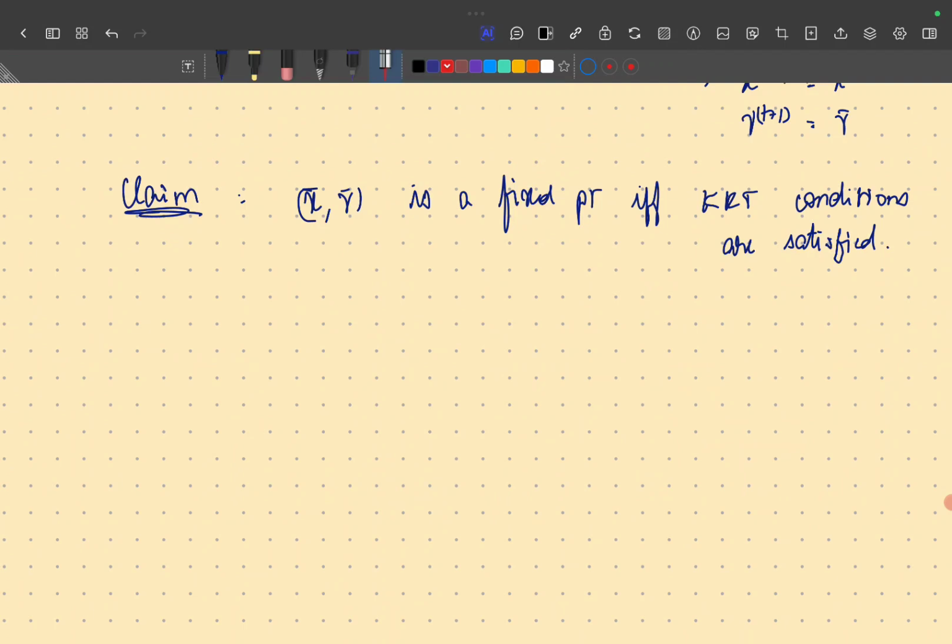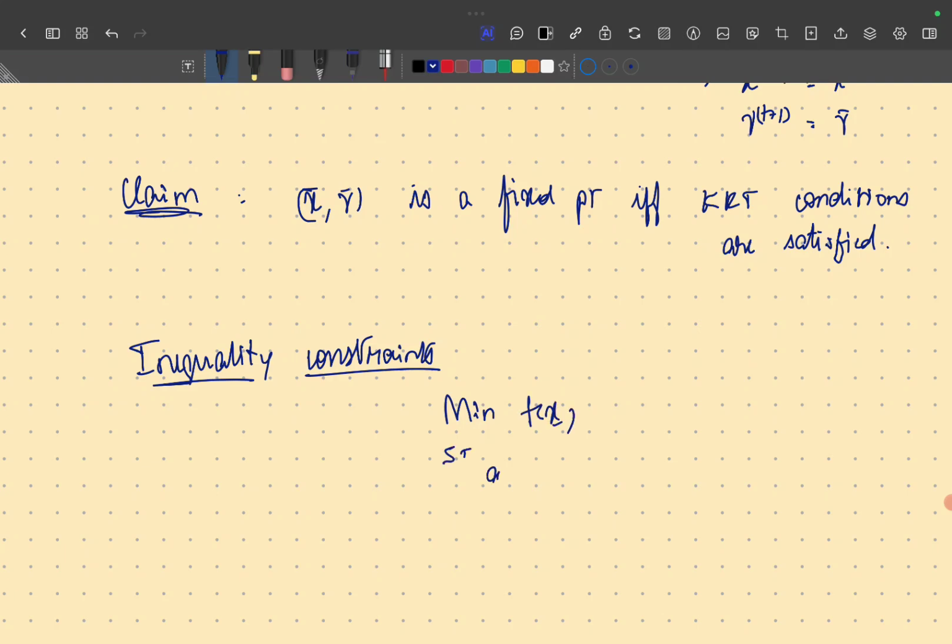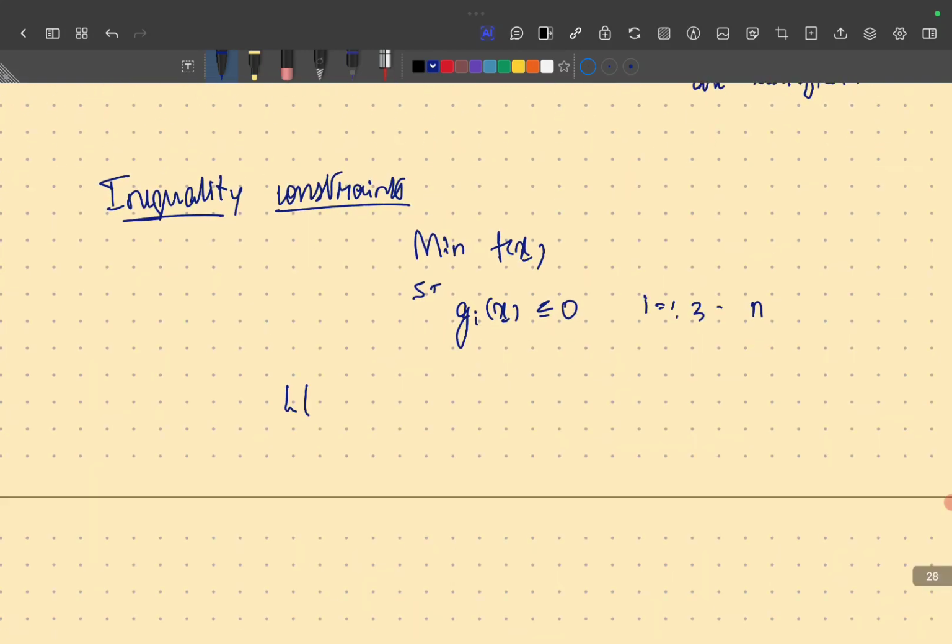You can do something similar even for the case where you have inequality constraints. All right, but it looks a little bit different. So suppose you want to minimize f of x subject to just inequality constraints, gi of x less than or equal to 0, for i equal to 1, 2, 3, up to n. All right, and so the Lagrangian can be written as f of x plus, again as we did previously, I can write this as g of x transpose lambda.